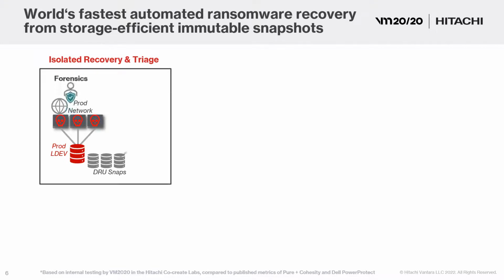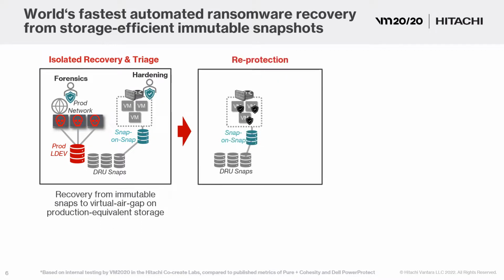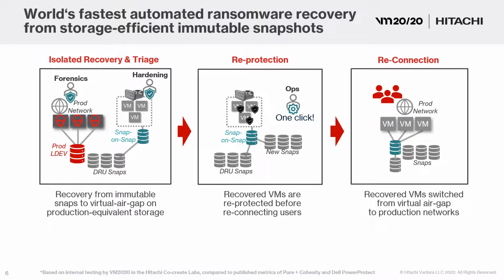The in-place recovery from storage-efficient snapshots allows the forensics and triage workflows to occur simultaneously, while recovered environments are running on performance storage with minimal impact to capacity. Once hardened, the recovered environments can be reprotected with a single click, leveraging Protector's VMware integration, which leverages capacity-efficient array snapshots. Thousands of VMs can be reprotected in minutes with minimal impact to capacity. With recovered workloads hardened and reprotected, users can be reconnected, again, with a single click.